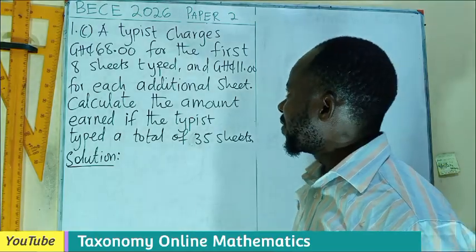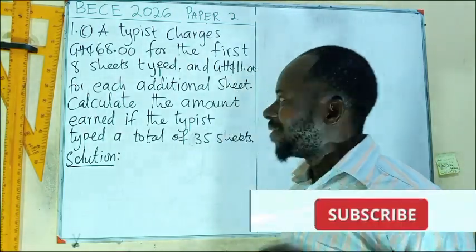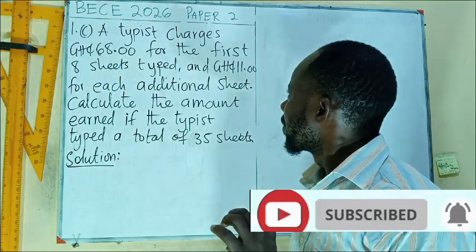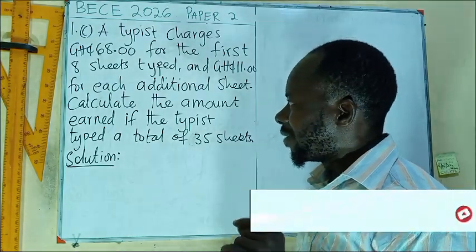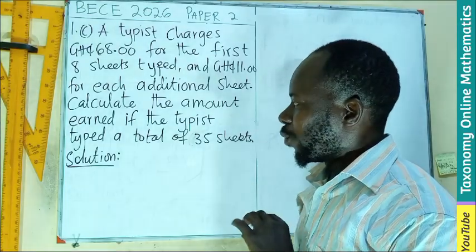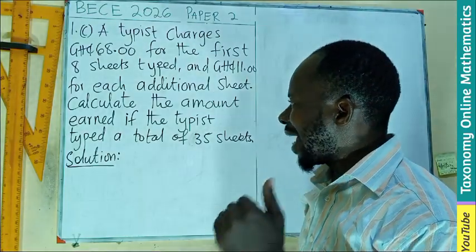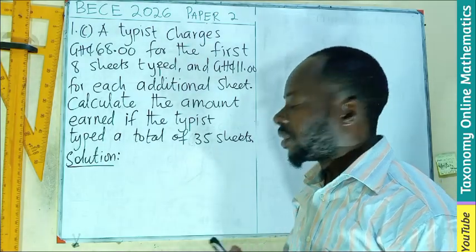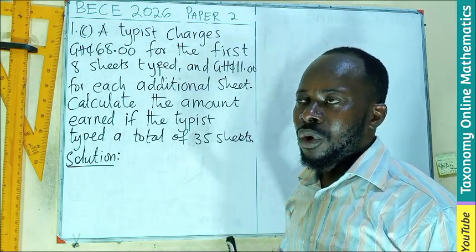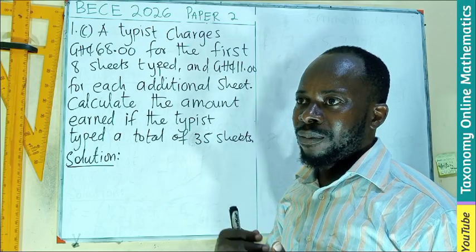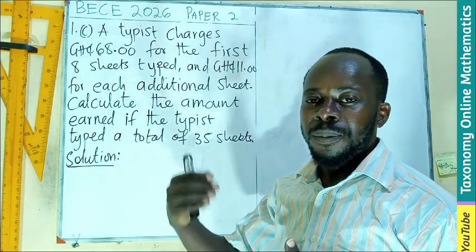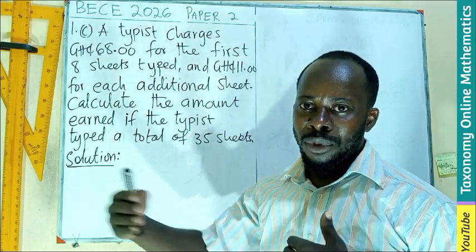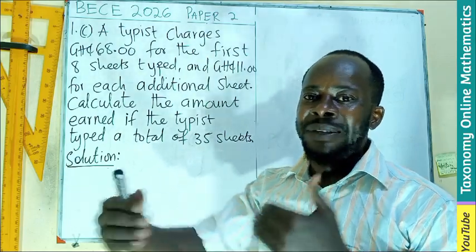Question 1C, BECE 2026. A typist charges 68 Ghana cedis for the first 8 sheets typed and 11 cedis for each additional sheet. We are to calculate the amount earned if the typist types a total of 35 sheets. Now, we have to look at it this way. I am typing 35 sheets of paper. Then the first 8, I am not charging individually.